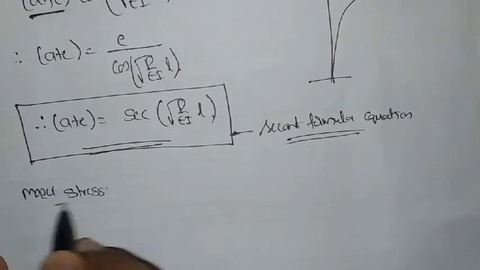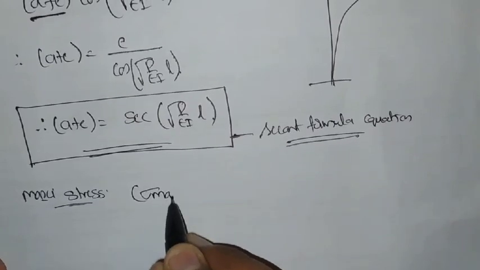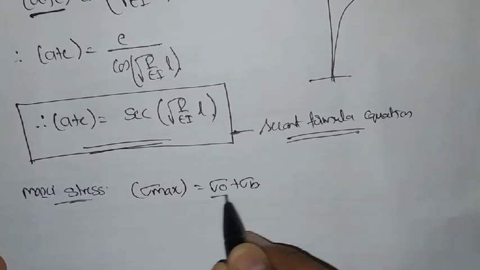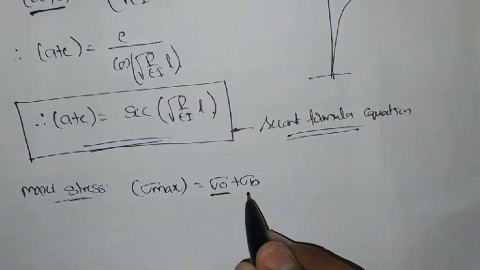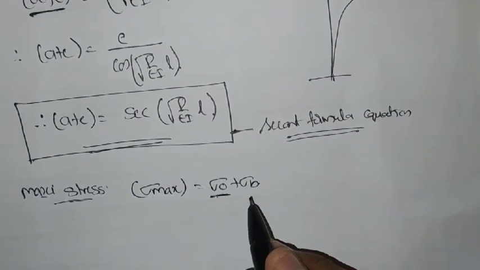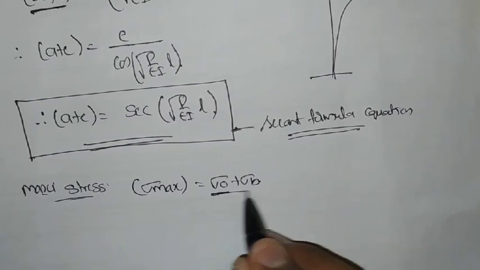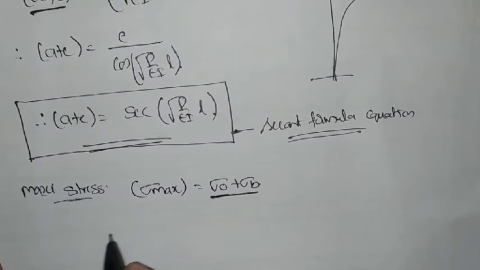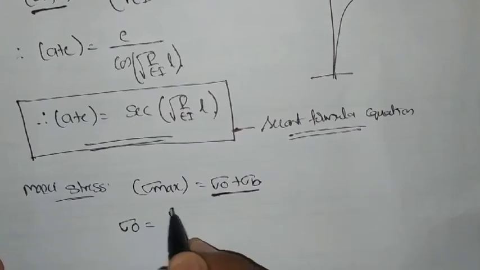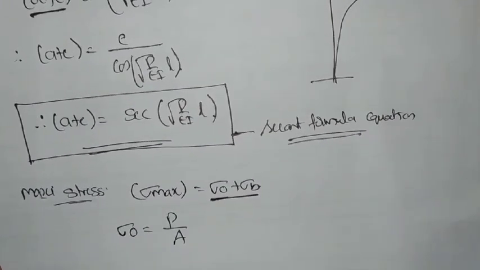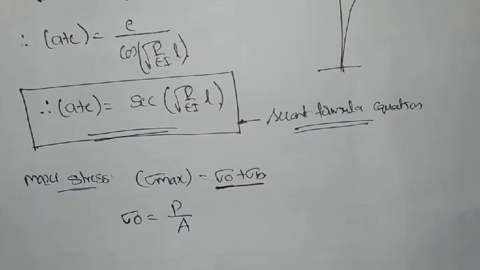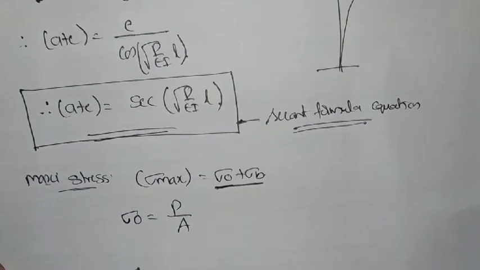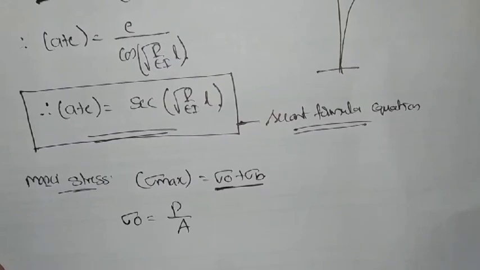The maximum stress, sigma max, is equal to sigma naught plus sigma B, where sigma naught is the direct stress and sigma B is the bending stress. Definitely when eccentricity occurs, these two come up. From the figure, the direct stress sigma naught can be written as P by A, load by area. And now the value of sigma B, the bending stress, we have to find out.